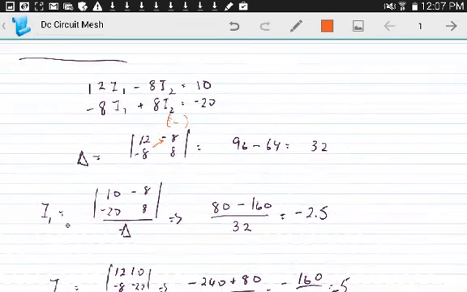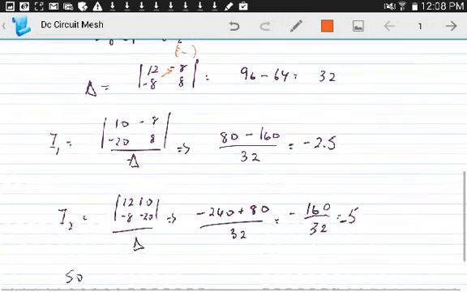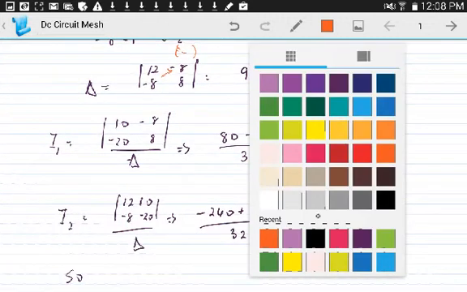Now we can solve for I1. Replacing the I1 column with the voltage column will give you I1. In doing that, we get 10 times 8 minus -20 times -8. That equals 80 minus 160, which gives 2.5, and that's in amps.